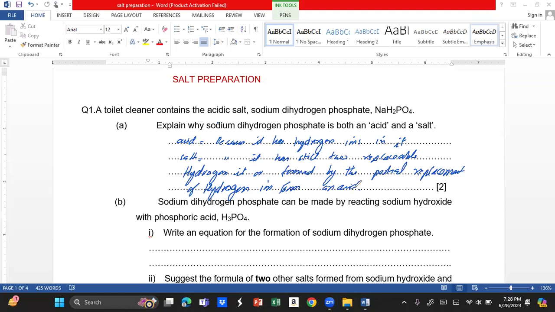Hope you understand. So if you replace all the hydrogens, then the salt formed will be neutral, as it has still two hydrogen ions, H2PO4. So these two hydrogen ions, as long as they're present, it will be called an acidic salt because its pH will be below 7. Okay, now let's move to the next part.